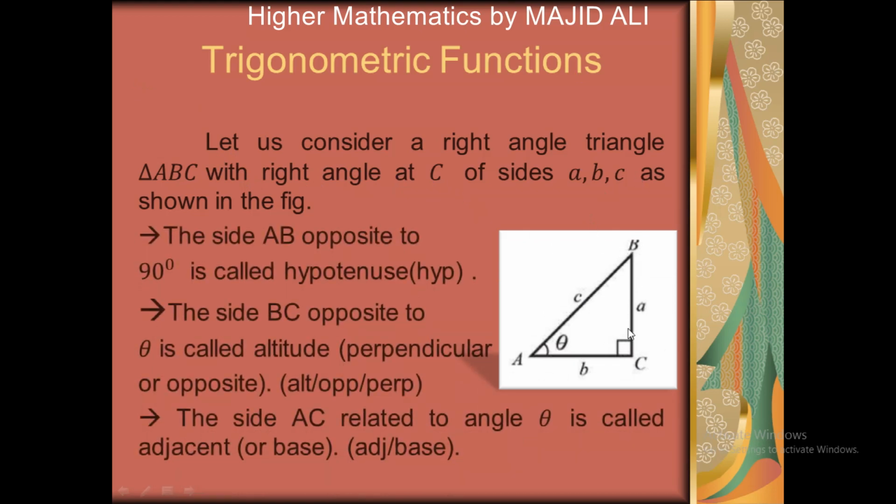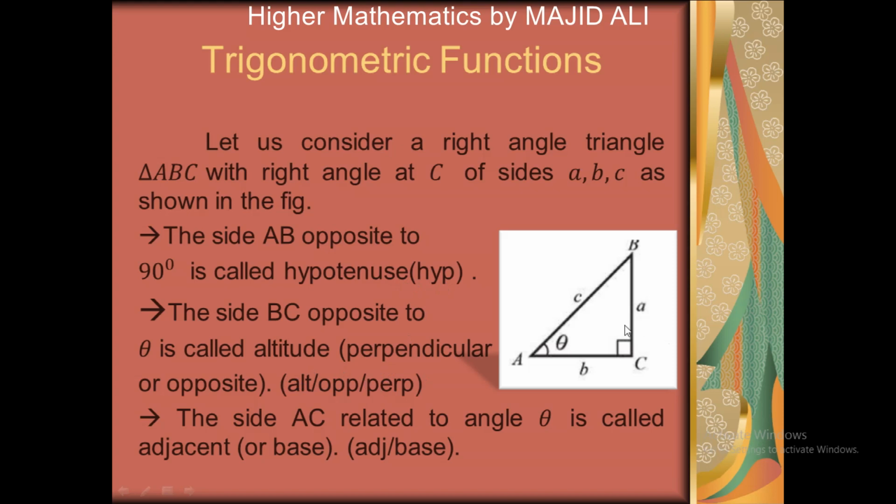Now we come to know some important names. The side opposite the right angle is always known as the hypotenuse. This is the right angle and its opposite side is side C, or side AB. This is known as the hypotenuse. The side which is opposite to an angle is known as the perpendicular or altitude. And the side that is along the angle theta is known as the adjacent side or base. These sides are shortly represented by HYP for hypotenuse, ALT for altitude, OPP for opposite.